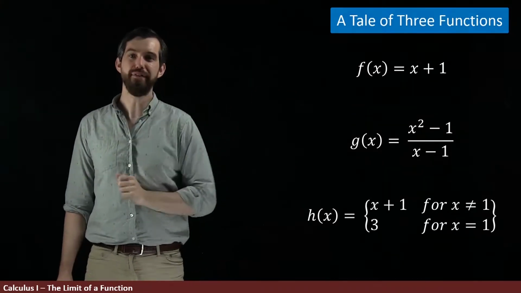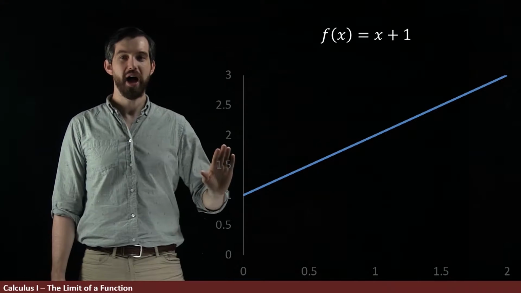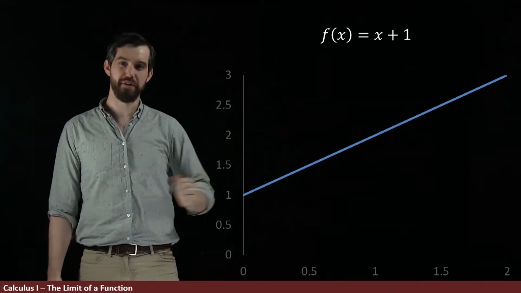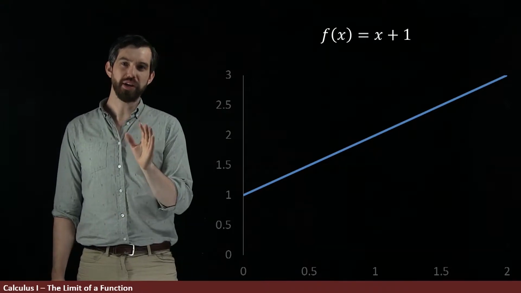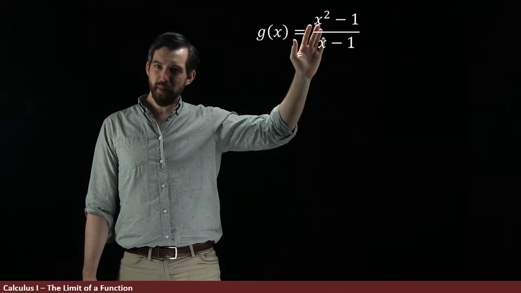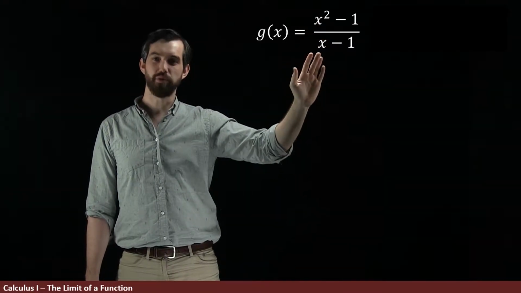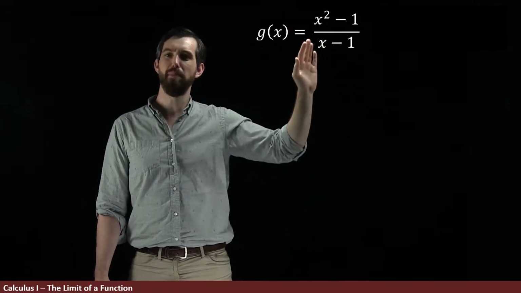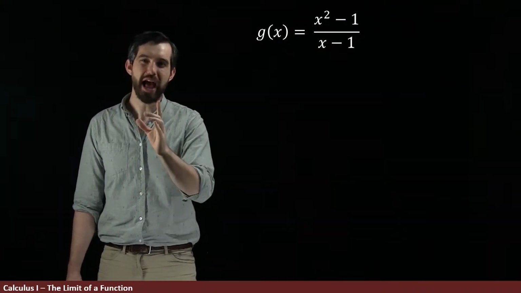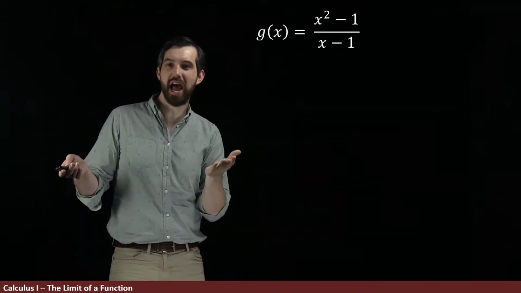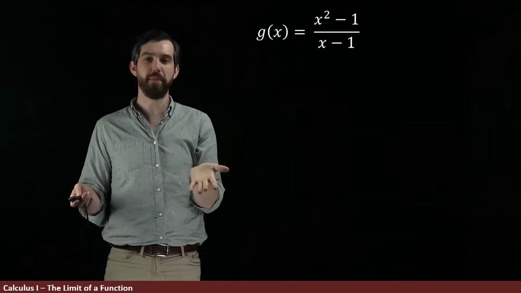First up, f of x equals x plus 1. So I've given you the graph of this. It's just going to be some straight line. Wonderful. Now I want to look at, instead, g of x, which is x squared minus 1 over x minus 1. Whenever we have something like this, a polynomial on the top and a polynomial on the bottom, I want you to have an alarm bell going off in your head that says, can I factor? Can I perhaps cancel something from the top and the bottom?